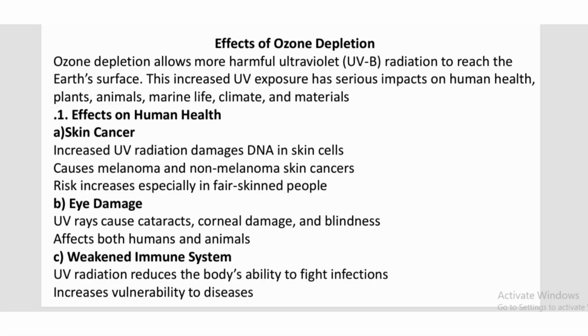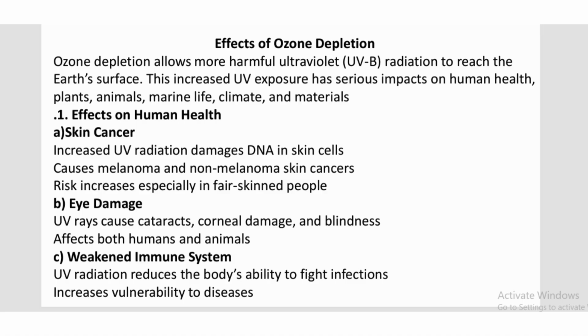Ozone depletion allows more harmful ultraviolet, that is UVB radiation, to reach the Earth's surface. This increased UV exposure has serious impacts on human health, plants, animals, marine life, climate, and materials. The effects on human health include skin cancer. Increased UV radiation damages the DNA in skin cells, causing melanoma and non-melanoma skin cancer. Risk increases especially in fair-skinned people.